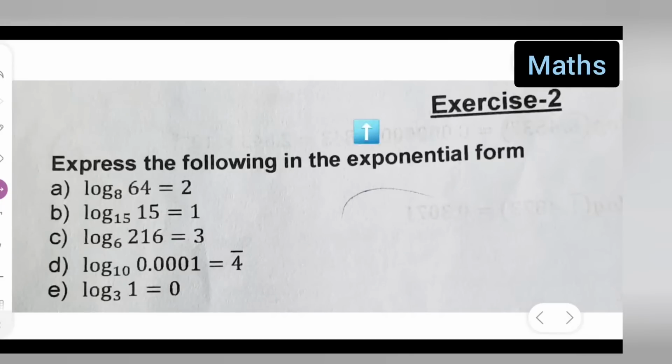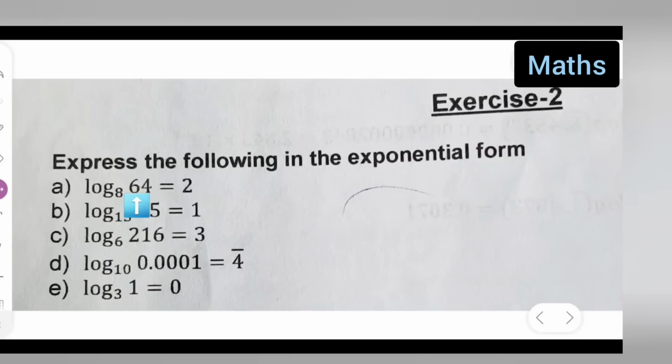First you all take down the exercise 2. In the previous class I have already given you all the exercise 1. So, express the following in the exponential form. The first one is log of 64 to the base 8 is equal to 2. You have to bring this into exponential form. So how are you going to do this?